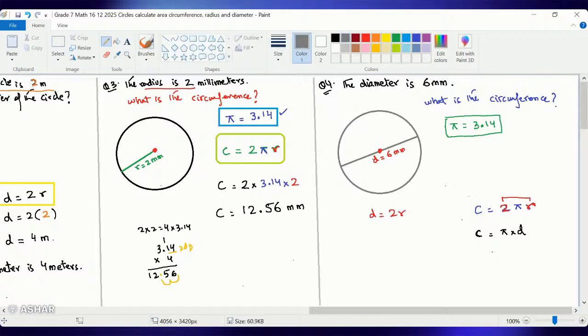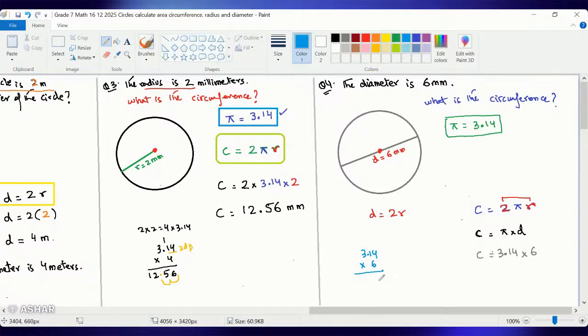So now we put down the values: 3.14 multiplied by 6. We can multiply them. You can use a calculator. I'm just showing you with the working. We're just revising the multiplication also.